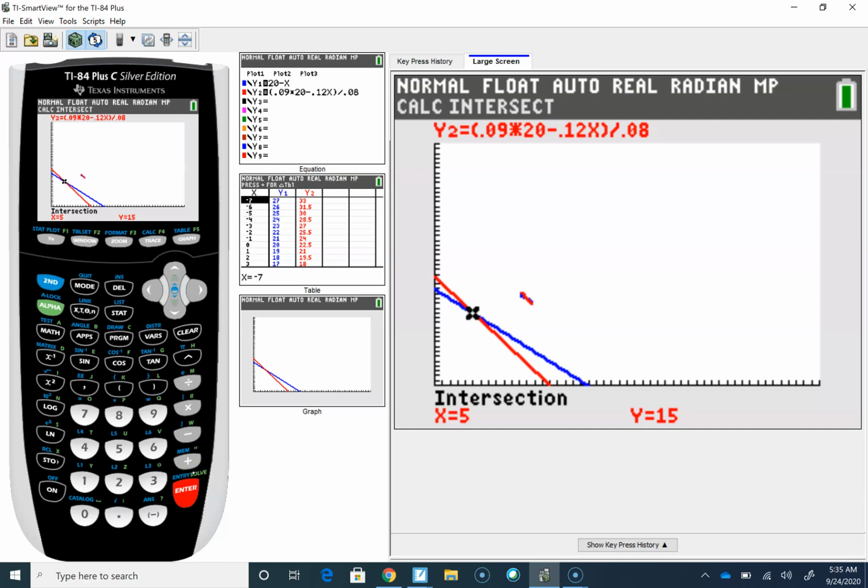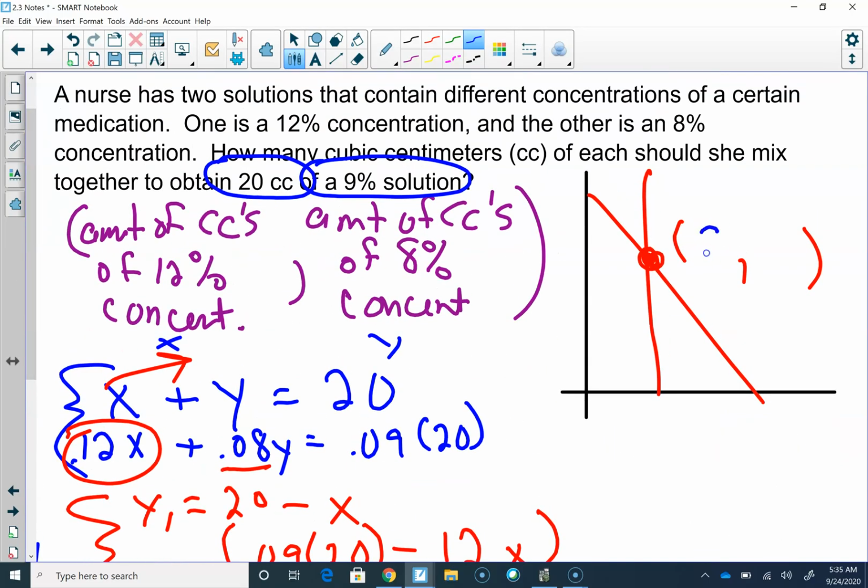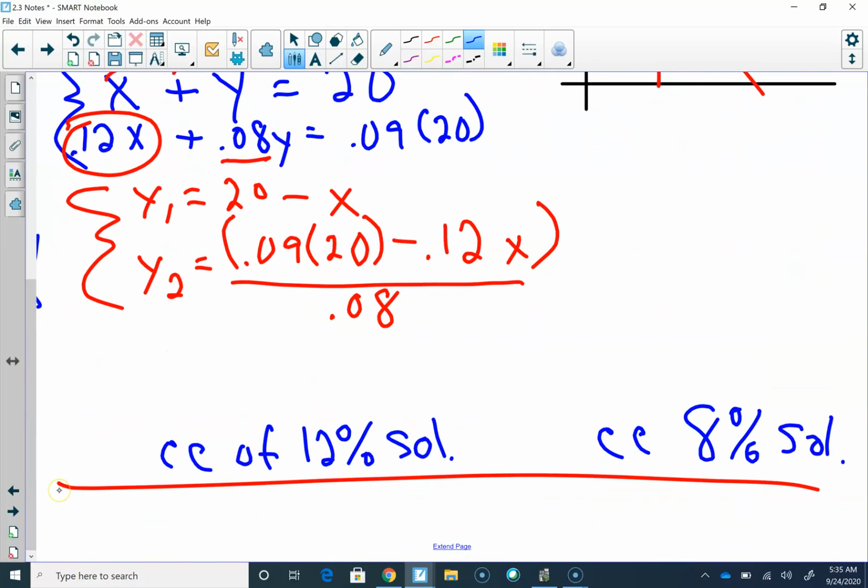And that ends up to be 5 and 15, the 5 being the 12% and the 15 being the 8%. How do I know that? So this is going to be 5 and 15 because it shows right here. There's my ordered pair, so I know which one goes where. So this is going to be 5 cc's of the 12% solution and 15 cc's of the 8% solution will give me my 20 cc's and will also give me that 9% solution that I'm looking for.